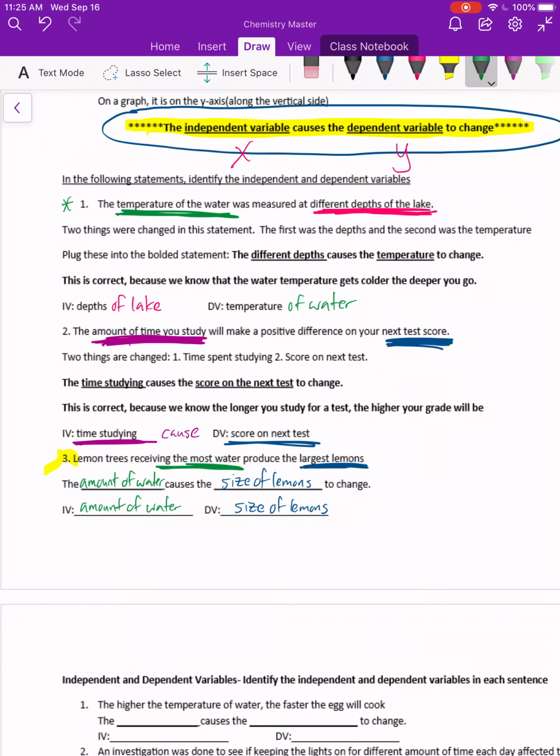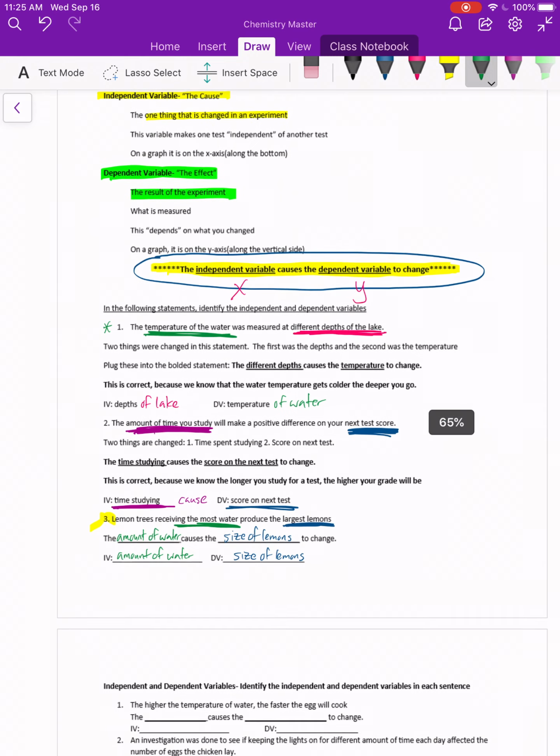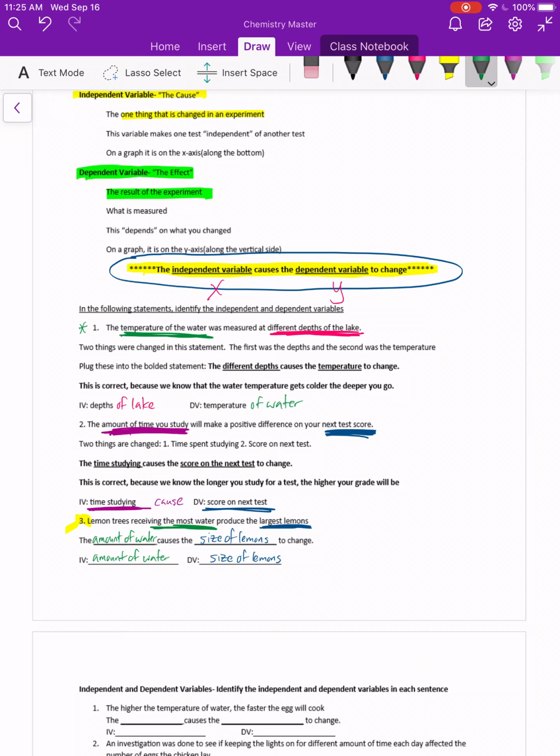One last thing. Your dependent variable is the result, and it has to be measurable. If we notice here, test scores were measurable, the size of the lemons was measurable, and the temperature of the water was also measurable. You can measure it, and it's usually a number. The independent variable, you don't have to measure because you're changing it. Okay, hopefully that helps.